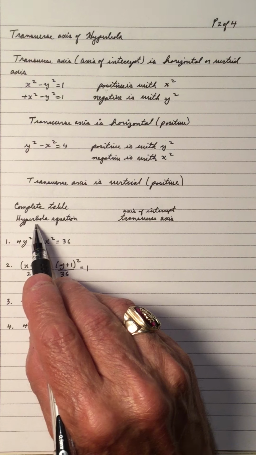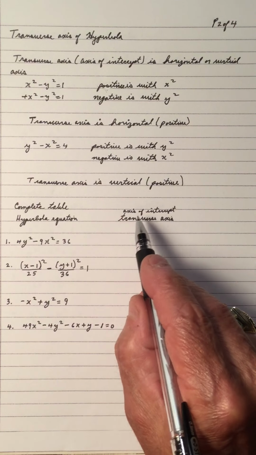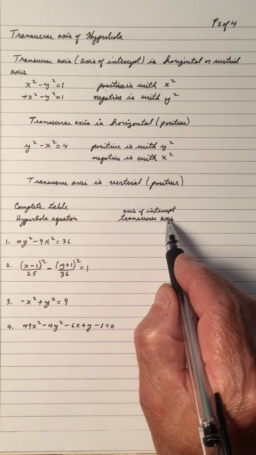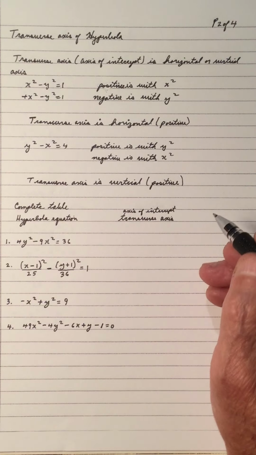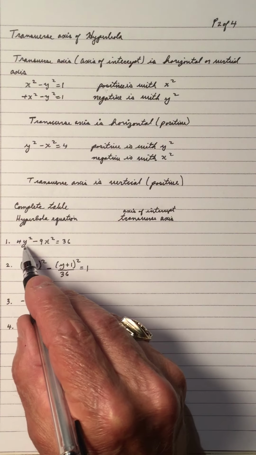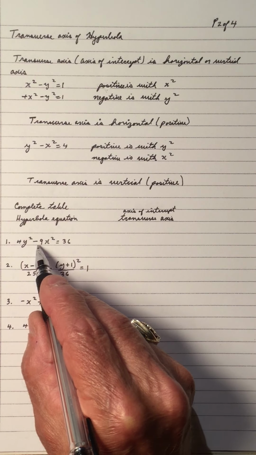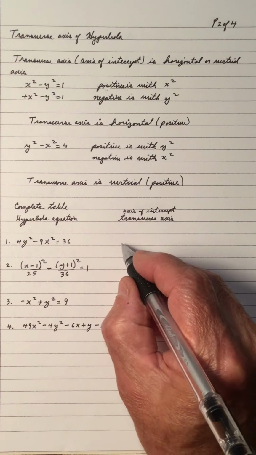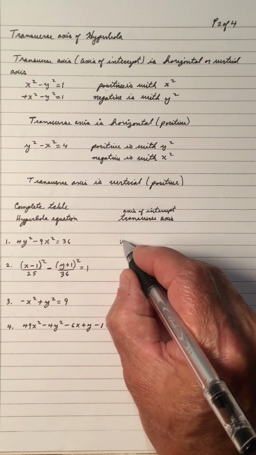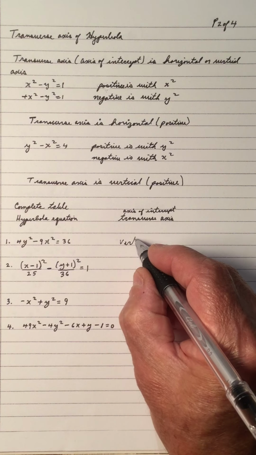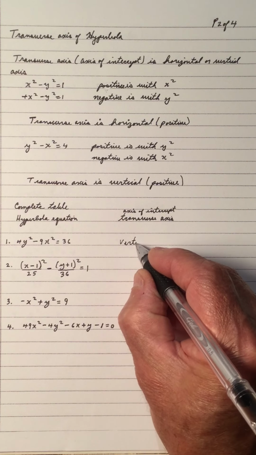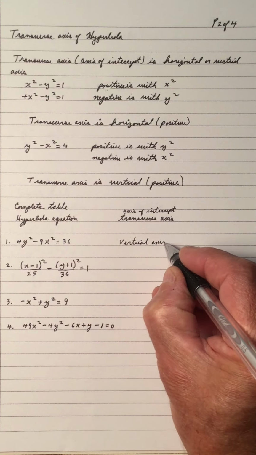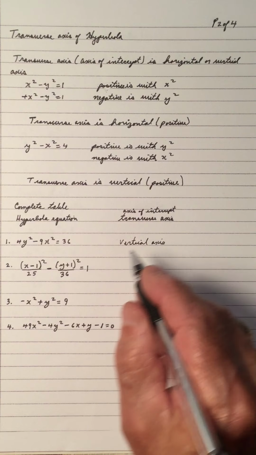Complete the table. We have a hyperbola equation. We want to find the axis of intercept, or the transverse axis, which is going to be either vertical or horizontal. So we have 4y squared minus 9x squared is 36. Notice that the y is positive. So the y is the vertical, so the transverse axis is the vertical axis, up and down.